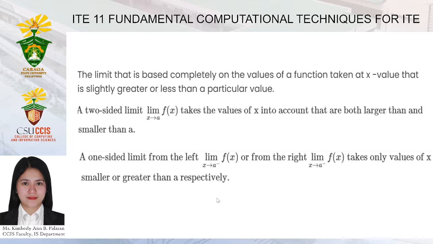Let's discuss further. The limit is based completely on the values of a function taken at x values that are slightly greater or less than a particular value. A two-sided limit, or the limit as x approaches a of the function f of x, takes the values of x into account that are both larger than and smaller than a. So, both. Take note of the word both. In a one-sided limit, it's either from the left or from the right only. It takes only values of x smaller or greater than a respectively. So, either just the left or the right.